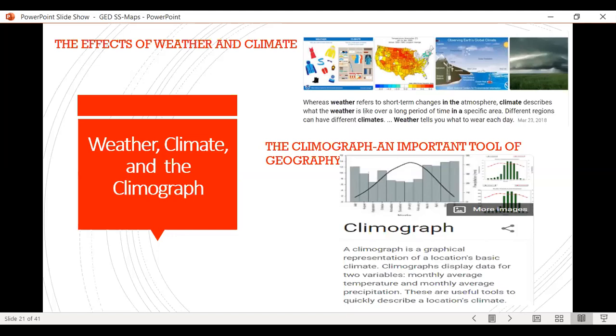These are useful tools to quickly describe a location's climate. Now, there are others as well, like wind velocity and different things like that. So we're going to look at some of those in just a minute. So the climograph is the tool that is used for a specific geographical location, whether it's in the world, in our country, even in our own state, or maybe our own city.